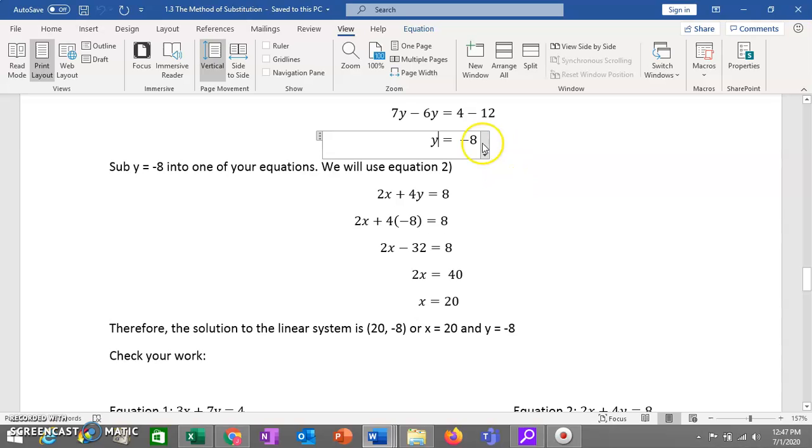So we have 20 and negative 8, so (20, negative 8) is our solution, or in other words, x is 20, y is negative 8.